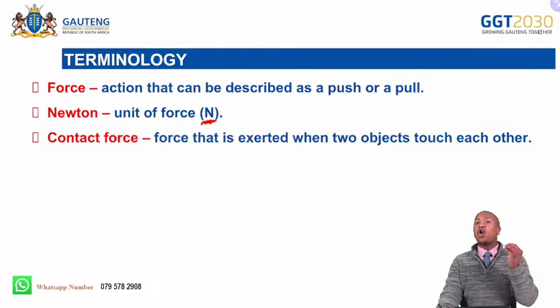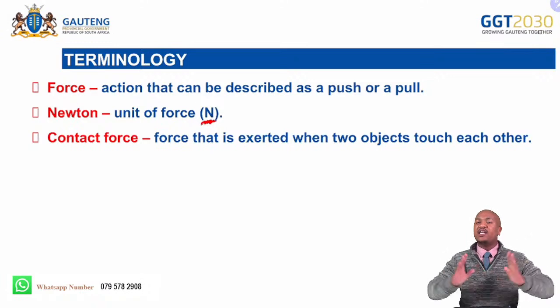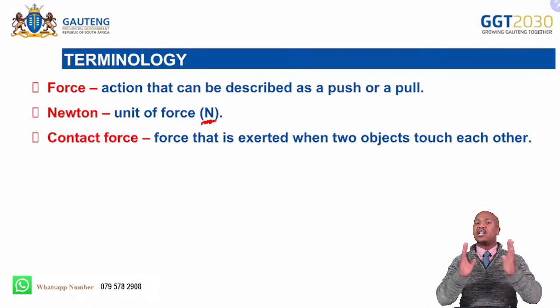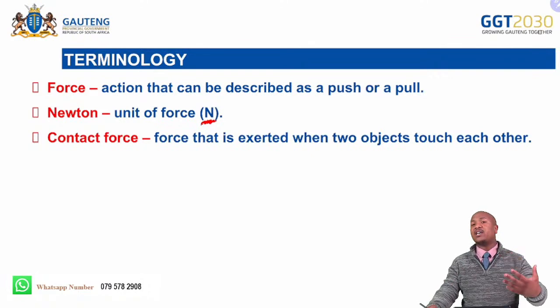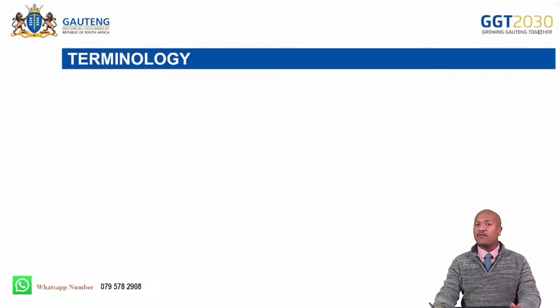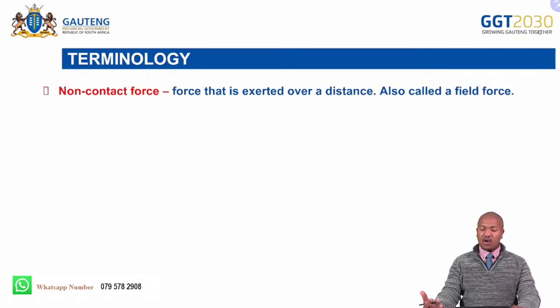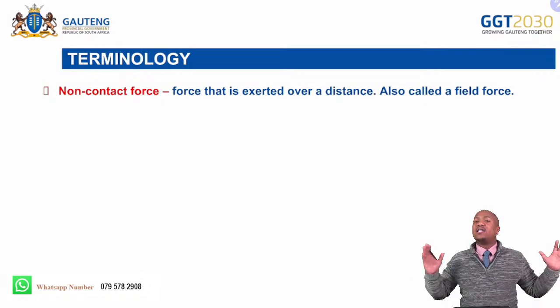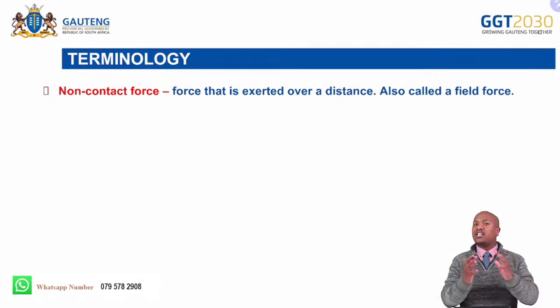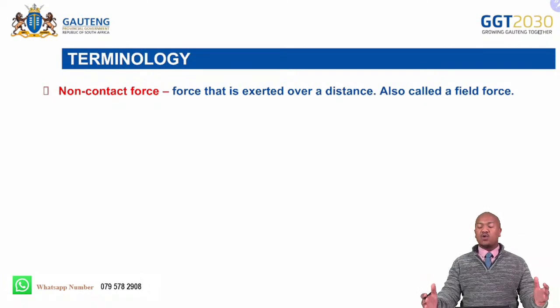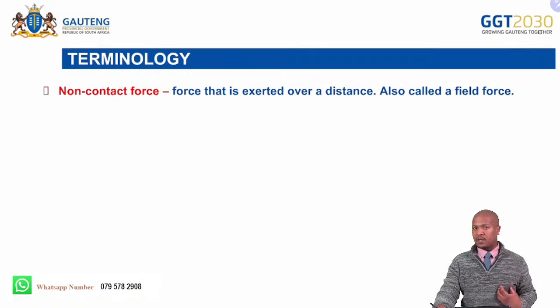Thirdly, we have contact force. What is this contact force? A contact force is a force that is exerted when two objects touch each other. As the word contact says, they need to be in contact with each other, or touch each other, for the force to act. We also have non-contact force. A non-contact force is a force that is exerted over a distance. So the two objects don't need to touch each other for the force to act. They act over a distance, and non-contact forces are also known as field forces.